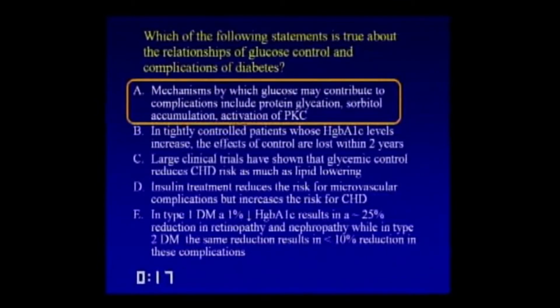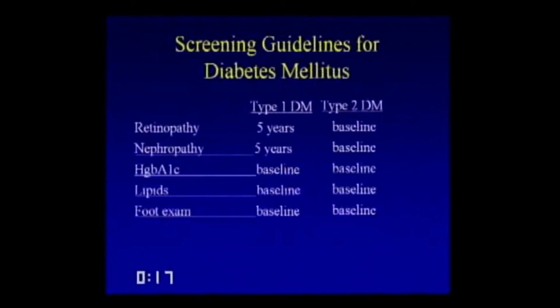C, large clinical trials have not shown very much of an effect of glycemic control on coronary heart disease risk, whereas a number of trials in the lipids arena have shown favorable effects. Insulin treatment reduces the risk for microvascular complications, and if anything, a modest reduction in risk for coronary disease. Dr. Zimmerman didn't amplify that, but he did show you the UKPDS data. And then finally, for both type 1 and type 2 diabetes, a 1% reduction in hemoglobin A1C gets you about a 25 to 35% reduction in microvascular complications, and it's true for both type 1 and type 2 diabetes.